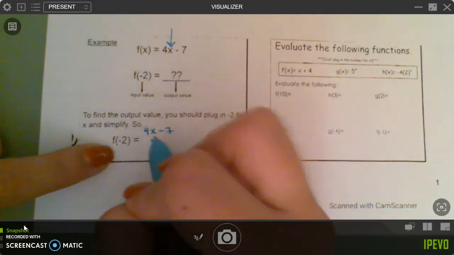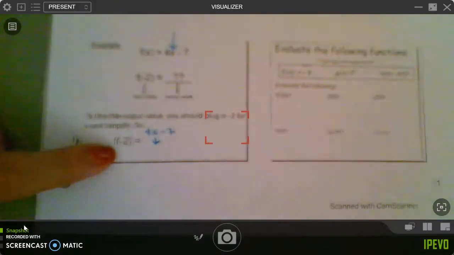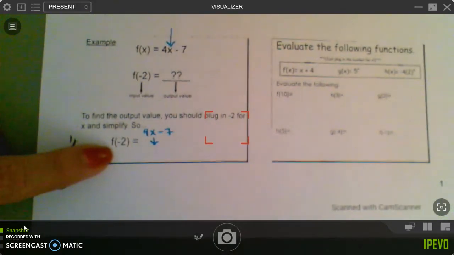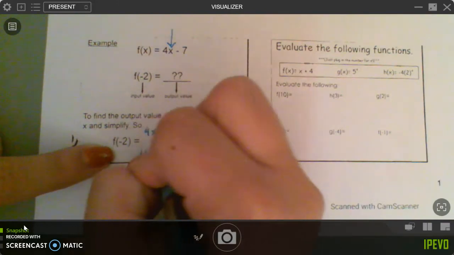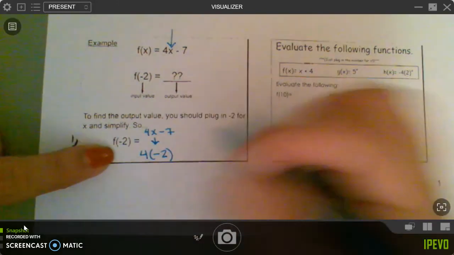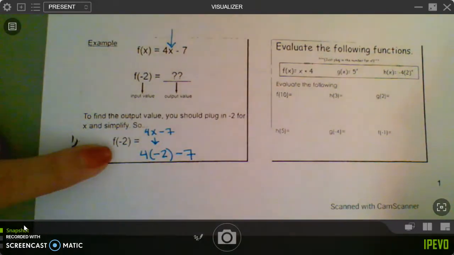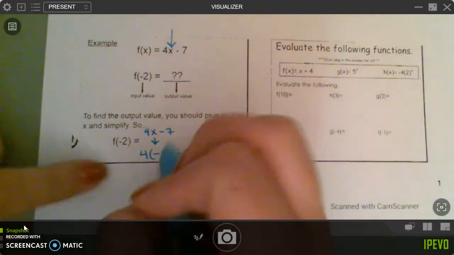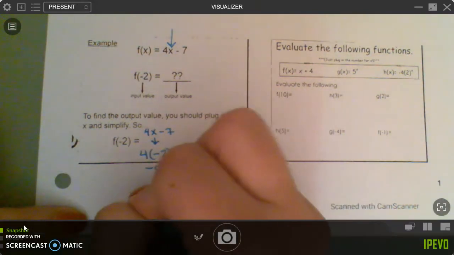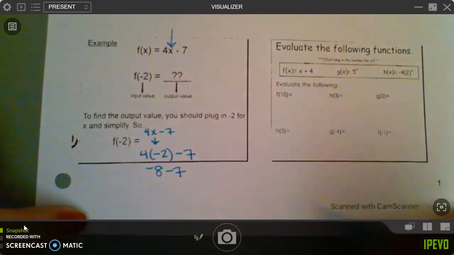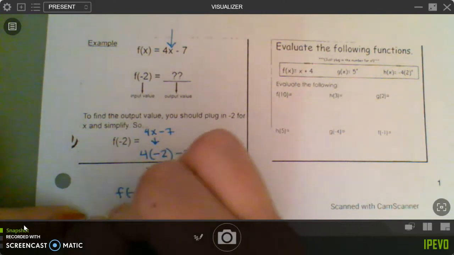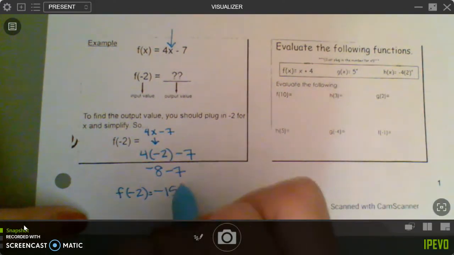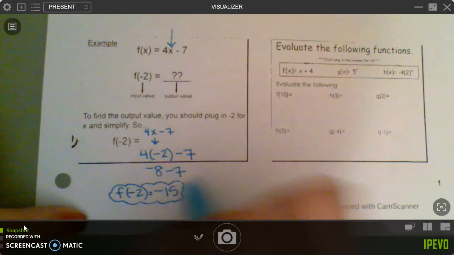So it's not 4 times x, it's going to be 4 times negative 2. So 4 times negative 2. Don't forget to bring down your negative 7. So 4 times negative 2 is negative 8. Minus 7 gives you a negative 15. So f of negative 2 equals negative 15.